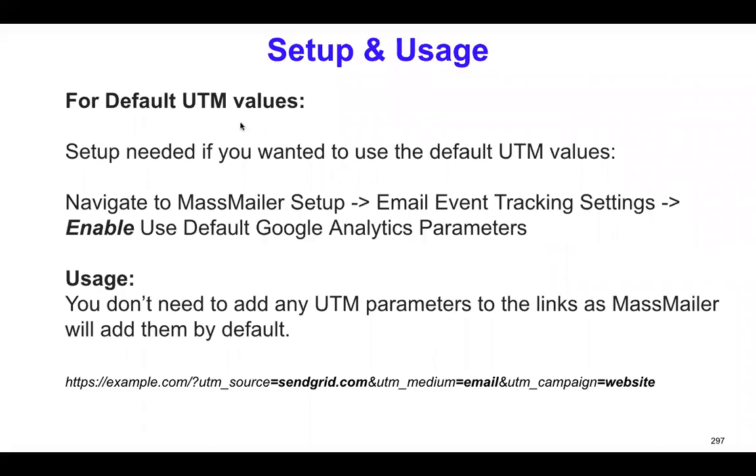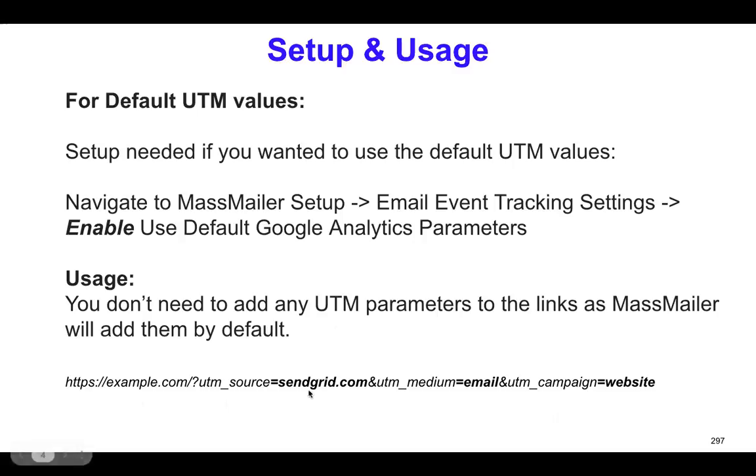If you want the default UTM values, then you should enable that Use Default Google Analytics Parameters setting. That's the difference. If you want custom, disable it. If you want the default UTM values, just enable it. If you do that, you don't need to do anything. We can add the UTM parameters for you automatically, but it comes like this: UTM source sendgrid.com, UTM medium email, UTM campaign website.